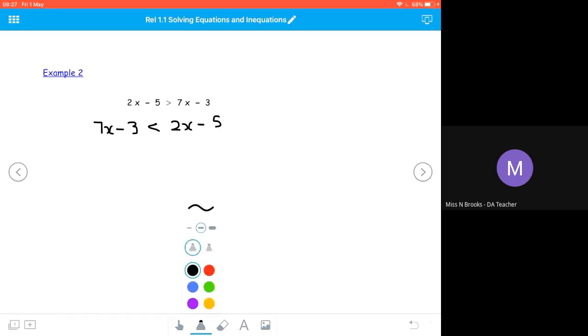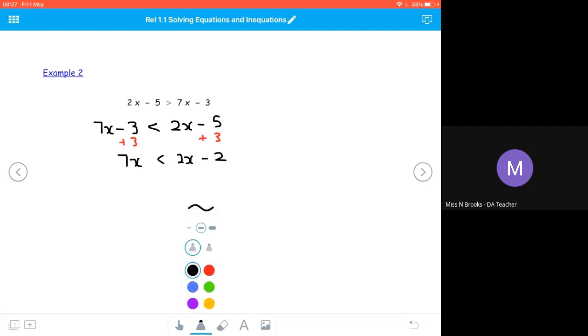Now, the first thing I want to do is collect my constant terms onto the right-hand side. So I need to do the inverse of take away 3. So I'm going to add 3 to both sides. And that gives me 7x is less than 2x take away 2.